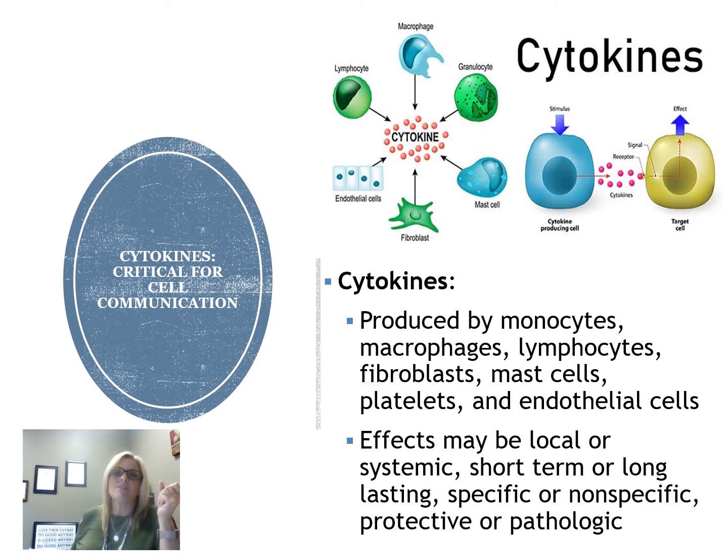We have many different types of cytokines. These guys are going to be produced by monocytes, lymphocytes, macrophages, fibroblasts, platelets, other things. The effects can be localized, so a small area, or overall systemic, and that's where it can become dangerous. They can last for a very short time or be long-term, specific or non-specific, and their function is to be protective, but if they get out of bounds and overreactive, then it can be pathologic.